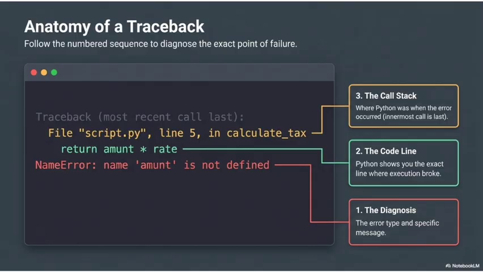Component 3, the call stack. The chain of file references and line numbers above that show how Python arrived at the broken line, which function called which. For most bugs, you only need components 1 and 2. You resolve the error at the code line that triggered the diagnosis. The call stack becomes relevant for complex bugs where the problem originates several function calls above the failure point.